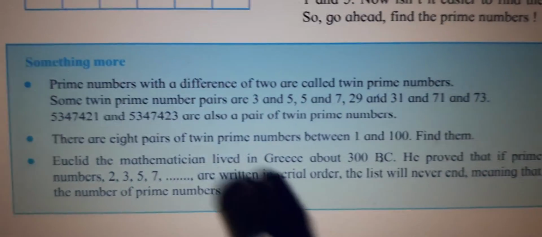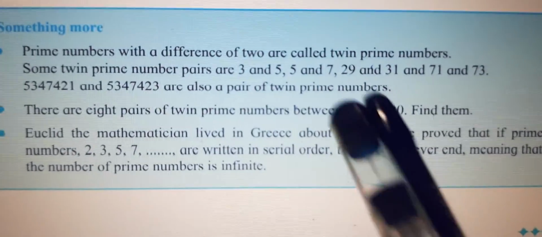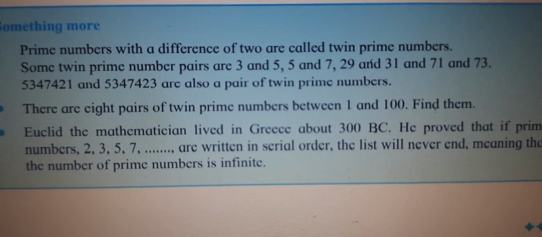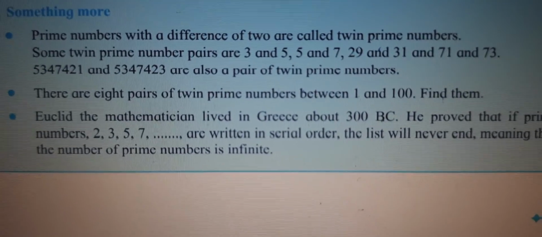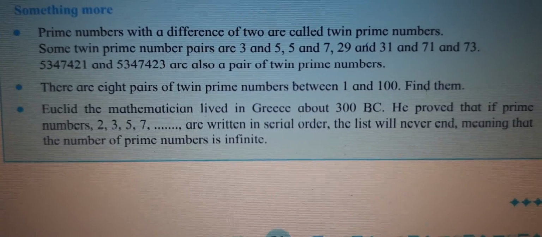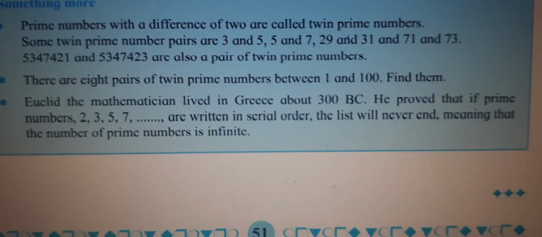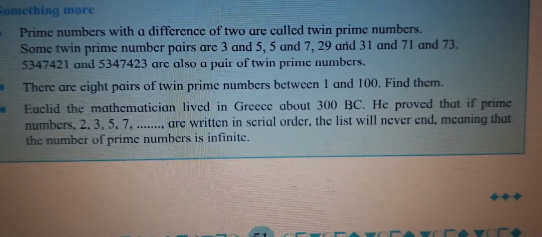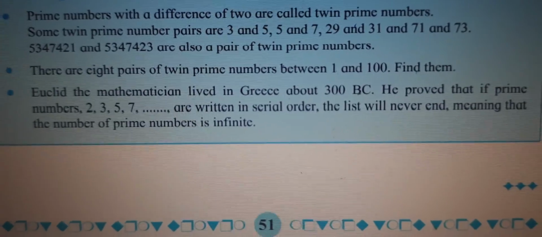Hope it's understood, children. So that way you can see many twin prime numbers: 3 and 5, 5 and 7, 29 and 31, 71 and 73 are also pairs of twin prime numbers. They are also giving us information. There are 8 pairs of twin prime numbers between 1 and 100. You have to find them. So you can prepare an Eratosthenes method chart and then you can find them out.